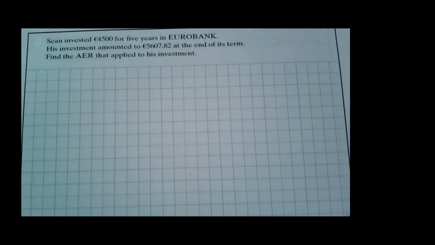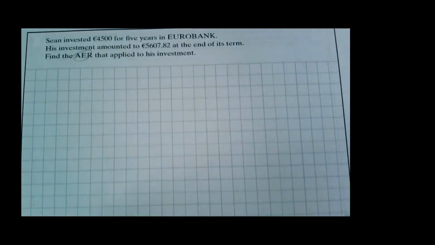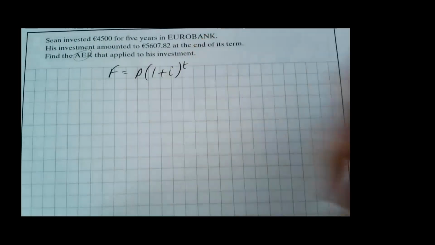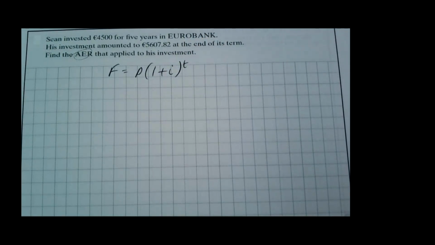Okay, so let's have a look at this question. Sean invested €4,500 for 5 years in Euro Bank. His investment amounted to €5,607.82 at the end of its term. Find the AER, so the annual rate, that applied to his investment. So get your formula written down and let's fill in what pieces of information that we know.